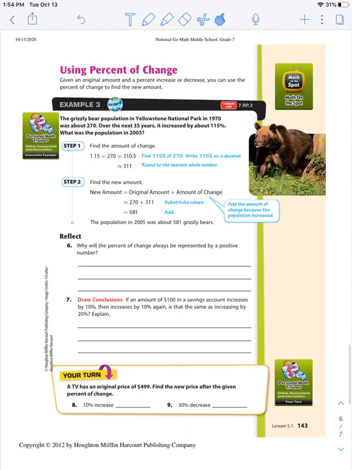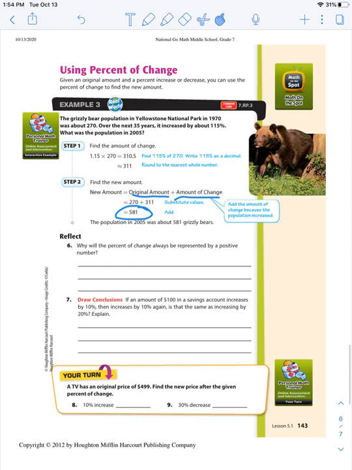Now we need to find the new amount. To find the new amount, we're going to take the original, which was 270, plus the amount that it changed by. So original plus amount of change, 270 plus 311 is 581 bears. So the population in 2005 was about 581 grizzly bears.